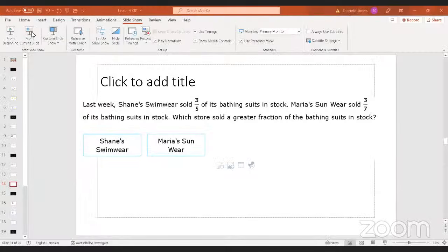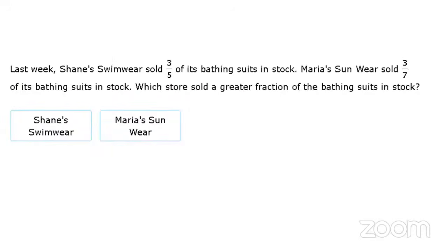For questions like that, we need not do calculations, because there are rules that help us to work with that straight away. So in this question now, which store sold a greater fraction of the bathing suits in stock? Go ahead in the chat, let me see your answer. If your answer is Shane's swimwear or Maria's sunwear, go ahead and share your final answer in the chat, and I hope that you all understood what I explained just now. All right, brilliant.